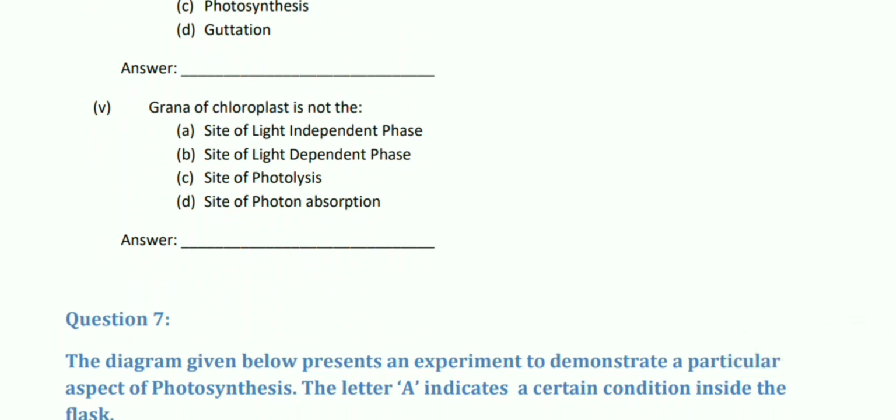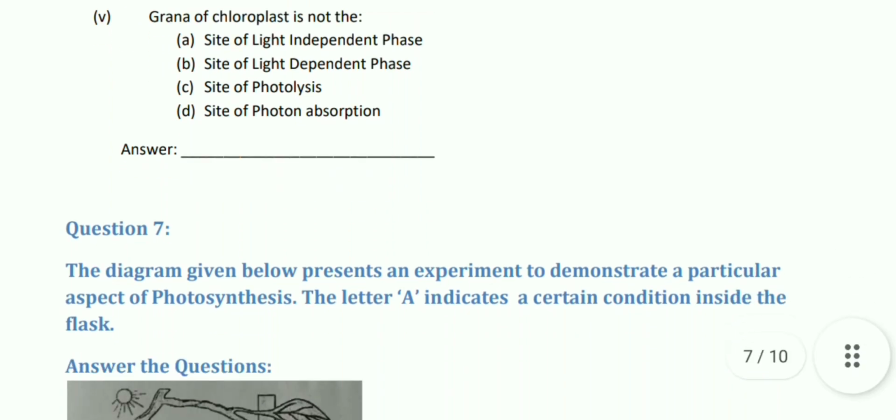Okay, this is a good one. It is not the site of light independent phase. Grana of chloroplast is the site of light dependent phase, the site of photolysis, the site of photon absorption. The light independent phase occurs in the stroma of the chloroplast. So, since it says not, option A is the right answer.